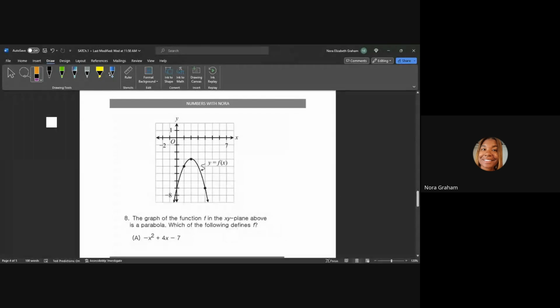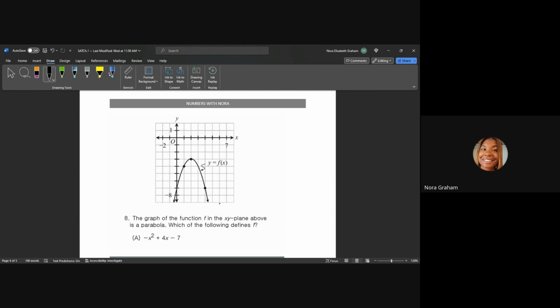For this one, we're dealing with graphing. You're going to see a lot of graphing on the SAT sometimes, especially with parabolas. All right, so the graph of the function f in the xy plane above is a parabola. Which of the following defines f? Okay, f is our function.